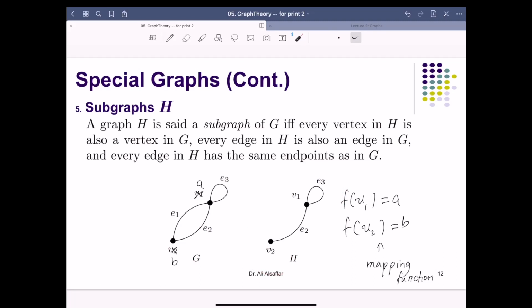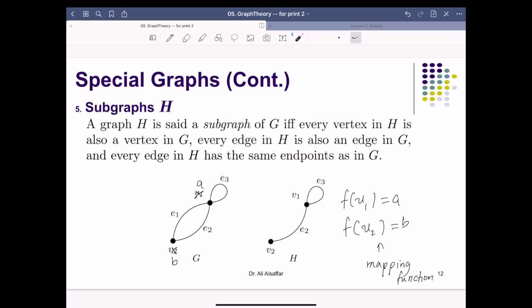First of all, there is a loop around V1. And what is the corresponding or matching vertex on the original graph? It is A. Do we have a loop on A? Yes, we have a loop on A. So we cover this edge. Now we go to the other edge. The other edge is between V1 and V2. So I have to look in the original graph for an edge between A and B. Do we have an edge between A and B? Yes, we have an edge between A and B. So we have covered all edges. So H is a subgraph of G.